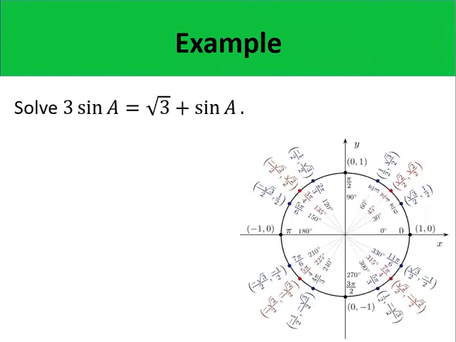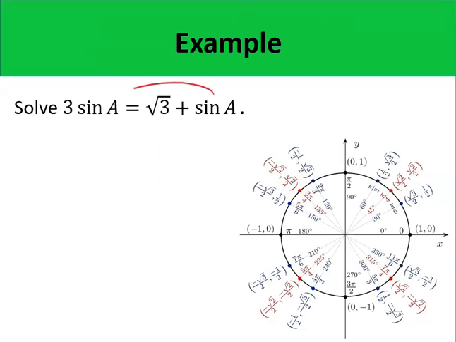So let's start off with this particular equation. Let's try to solve for 3 sine A is equal to the square root of 3 plus sine A. Observe that this equation contains only a single trigonometric function, which is sine A. So in this case, we shall separate that trigonometric function on one side of the equation, and then the rest of the terms should be at the other side.